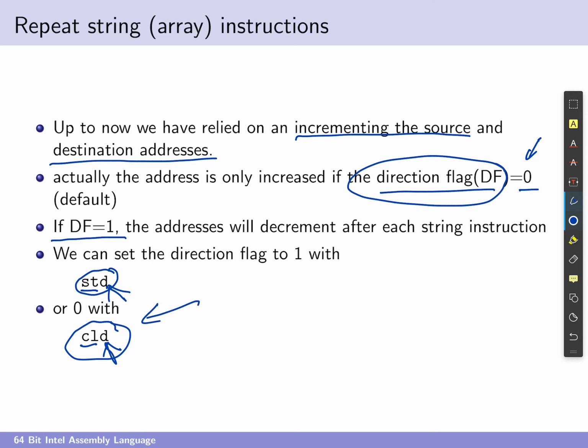Then you know for certain it's going to behave as you would expect. Otherwise, you're relying on the register never having been altered in the past, which is a recipe for disaster because a lot of things can happen early in your code. So even though in that example we relied on the direction flag being 0 by default, you should set it to 0 using cld if you want to increment, and use std to set the direction flag to 1 if you want to decrement.